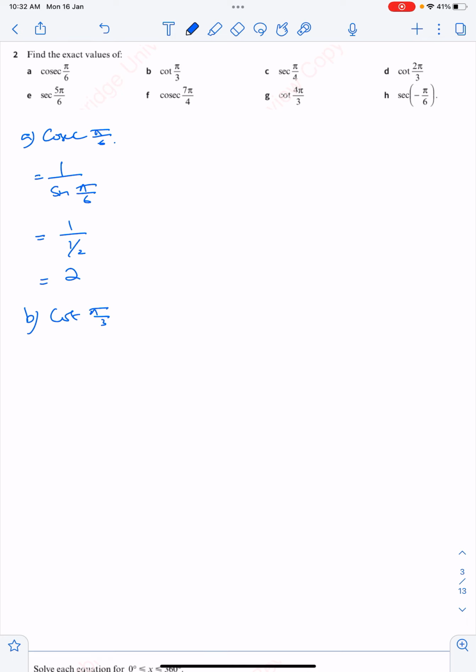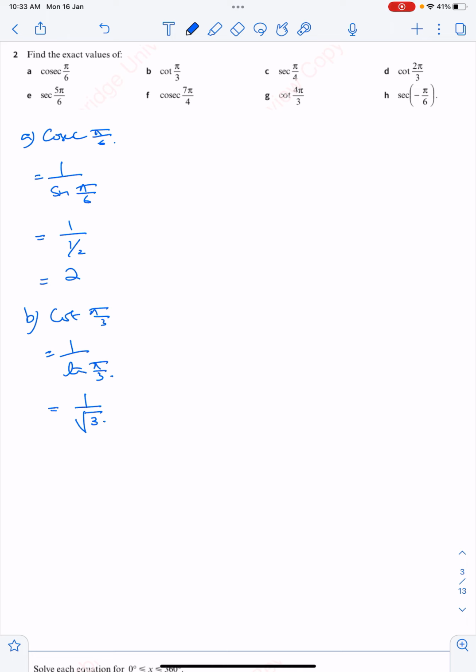Cot of pi by 3. If you have not learned the ratios, then you can use your calculator also. Okay, so pi by 3 is 60 degrees, so it is 1 upon tan of pi by 3. Tan of 60 is root 3, so 1 upon root 3 will be the answer to this part.